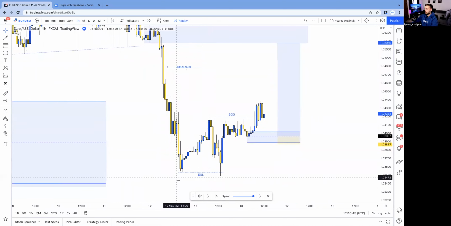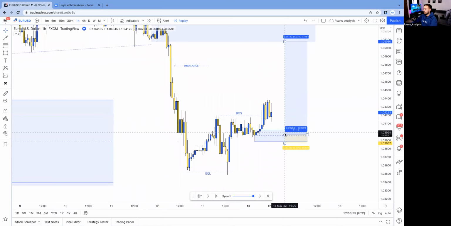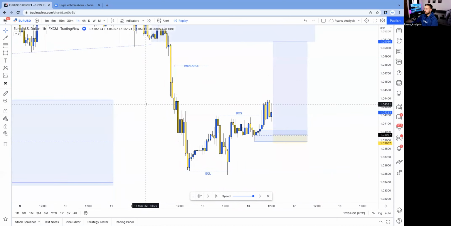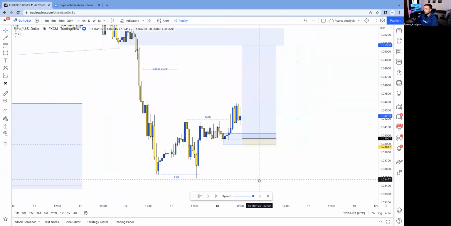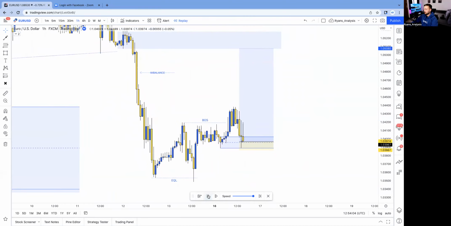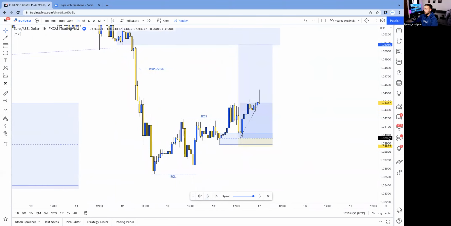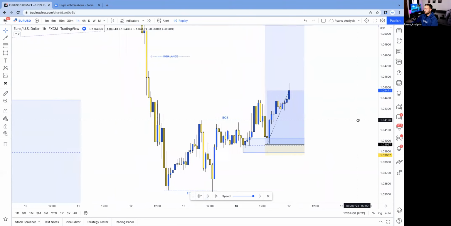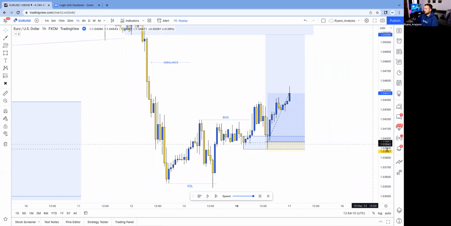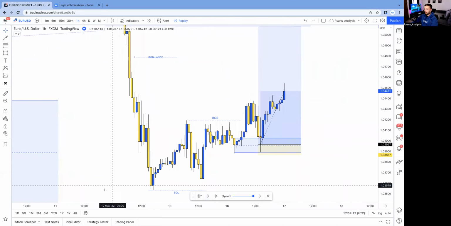Now, where this double bottom has formed, we're looking to push up, with this break of structure. The break of structure is key because it indicates that the buyers are now stepping into the market to push the price higher. So if I leave that up there and press play, we should see this tap in and go.